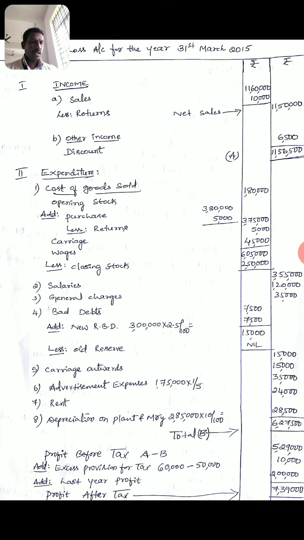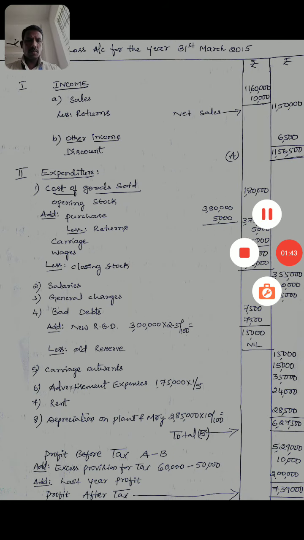Next, B, other income. In the problem they have given discount, that is discount received of rupees 6,500. The total is 11,56,500. So that is the total income side.